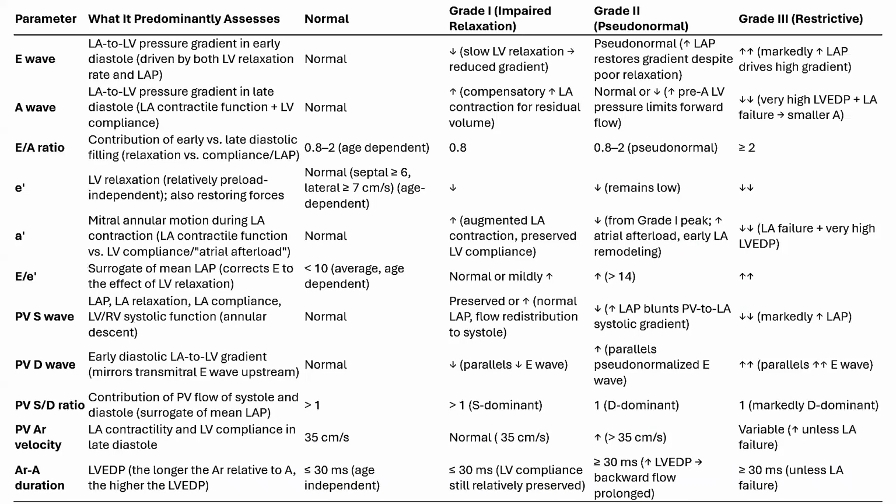So this is a chart that I made just to go back to, which summarizes each of these parameters, what it predominantly assesses, what the normal values are, and what the values are as we go through grade 1 to grade 2 dysfunction. And hopefully it can be useful for other people moving forward as we're trying to remember what each of these parameters mean.